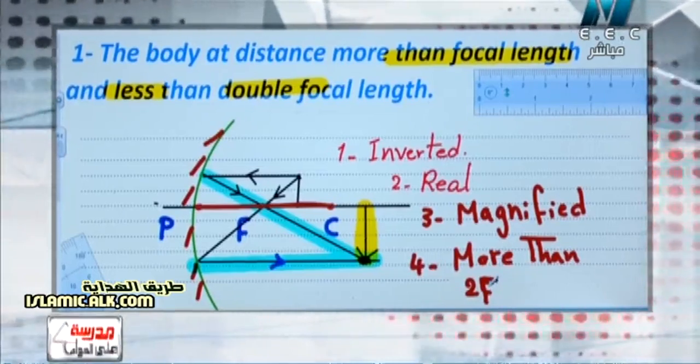Okay. If I want to have my image on the concave mirror equal in size to the object, where can I stand? In this case, the object is at a distance equal to double focal length, or at center of curvature. If the object is at center of curvature, the image is at center of curvature, but on the downside. One is above and the other is below.